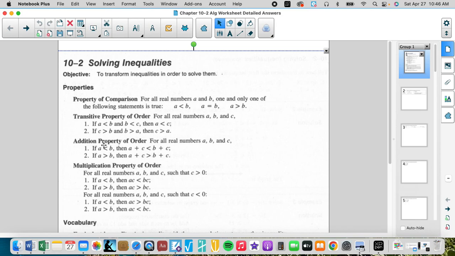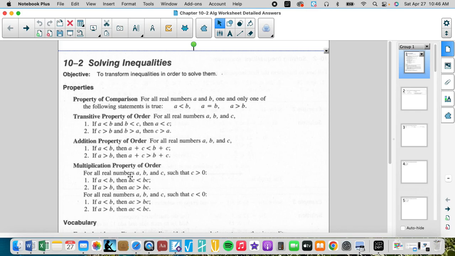Addition property: if we have a that is less than b and we add the same number c to both of them, then the sum of a and c still must be less than the sum of b and c. That makes sense, right? And the same goes if a is initially larger than b and we add the same number to a and b, a plus c will still be larger than b plus c. Multiplication property of order, same thing goes for multiplication. That's not going to change anything.